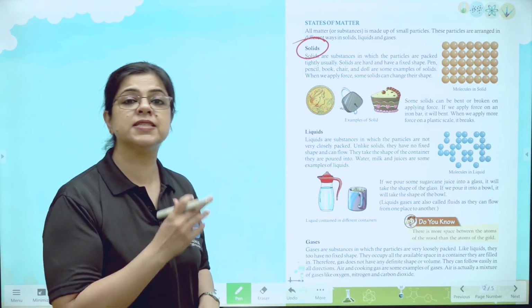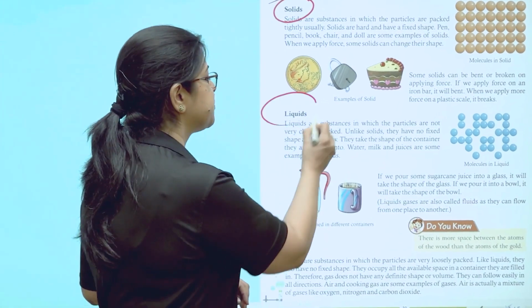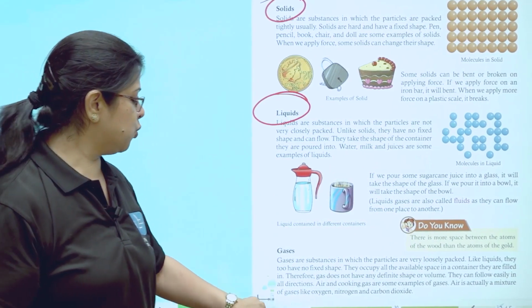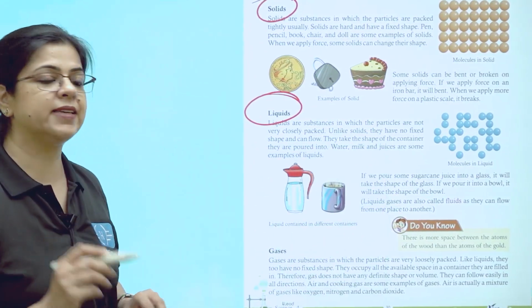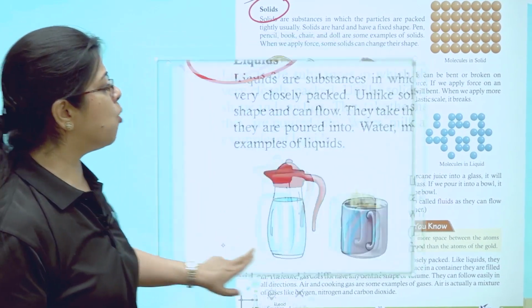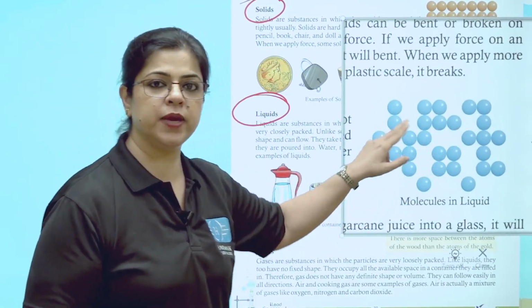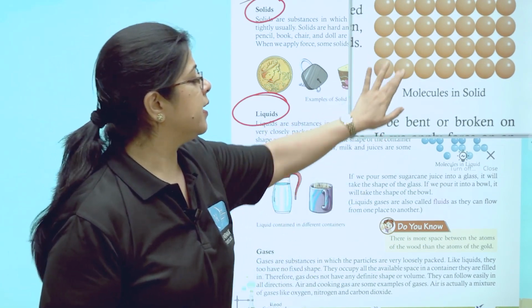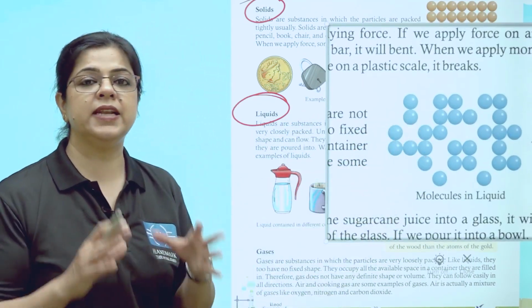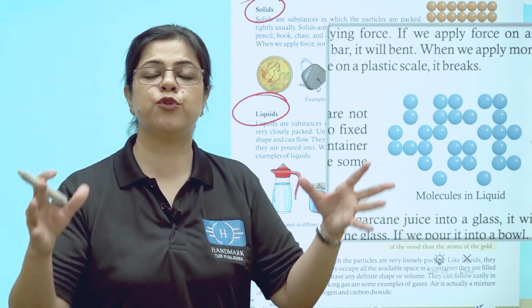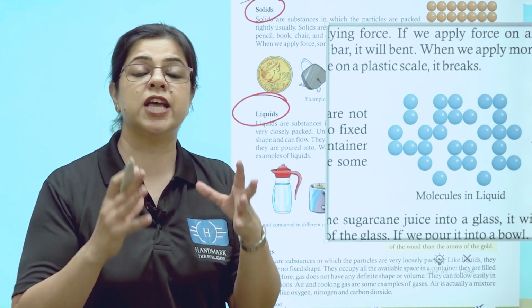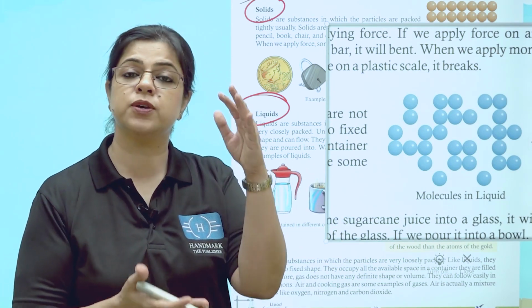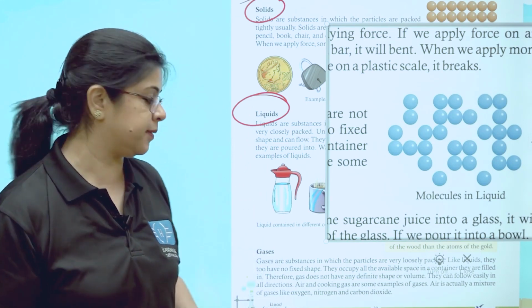Now, coming to the second kind of matter, liquids. If you look at the molecules inside the liquid, they have more space in between them as compared to the molecules in the solids. Now, because of this space, the liquids are easily flowing here and there. They also take the shape of the vessel that you put them in.